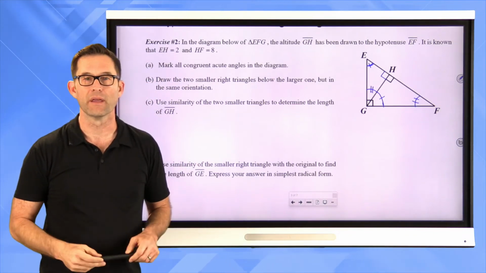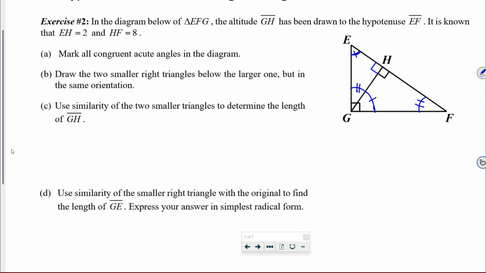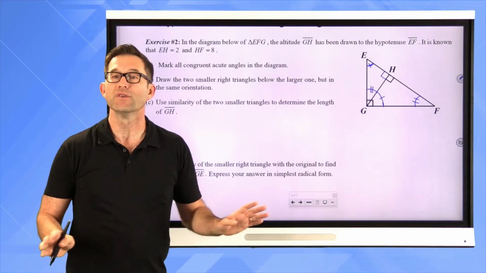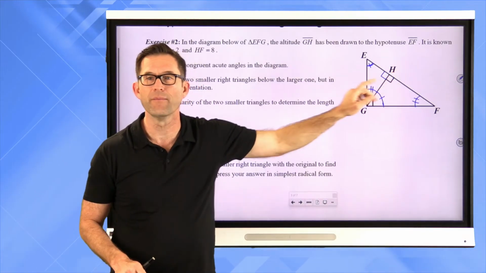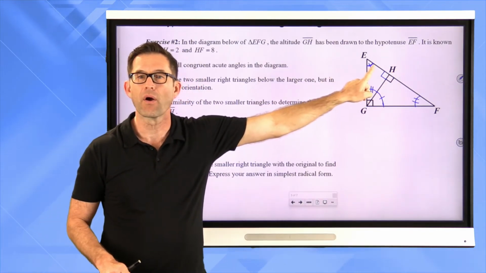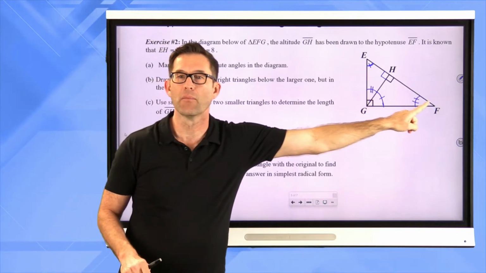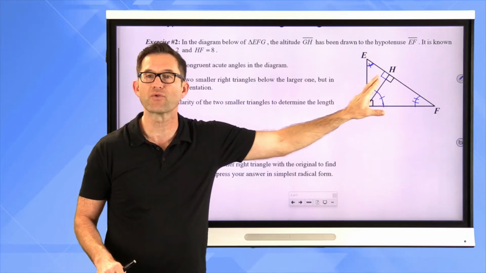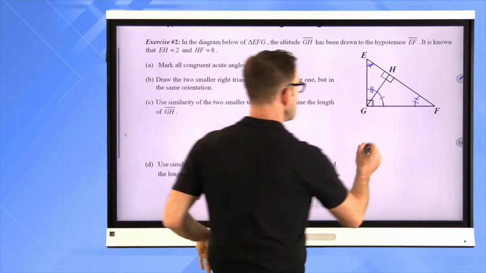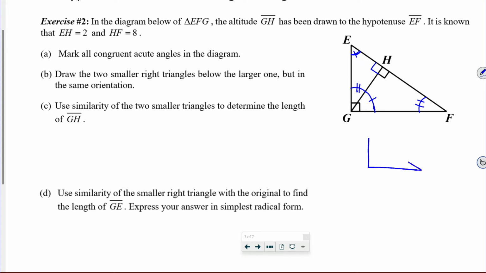Now let's take a look at letter B. Draw the two smaller right triangles below the larger one, but in the same orientation. Okay, so keep in mind, in the large right triangle, I've got my single arc mark, my right angle, and my double arc mark. So I want that exact same orientation with my small right triangle and my medium one. So let me put a smaller one, and then the medium one. All right, and again, I want it to be this way.